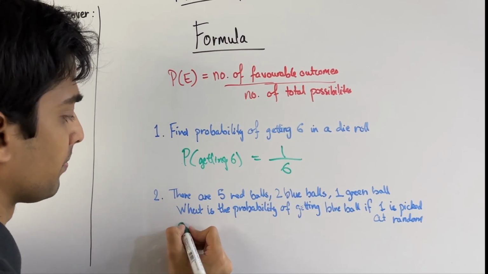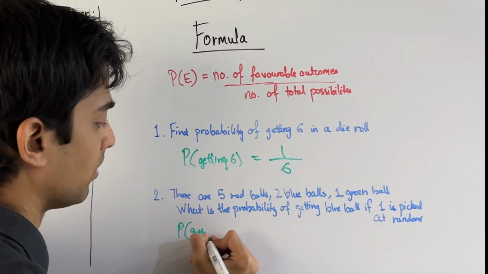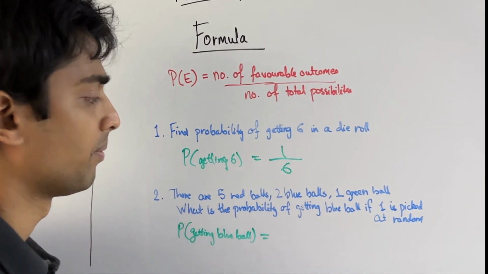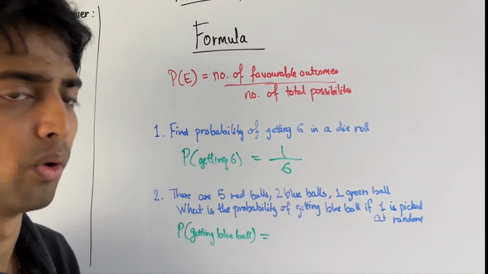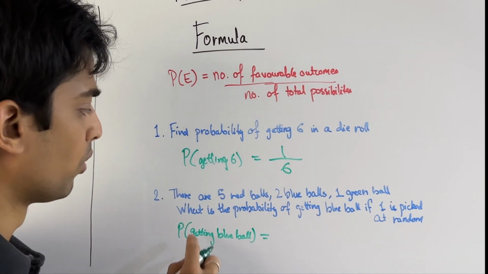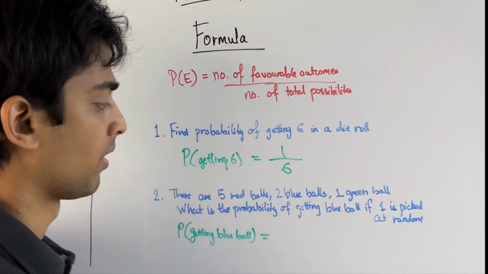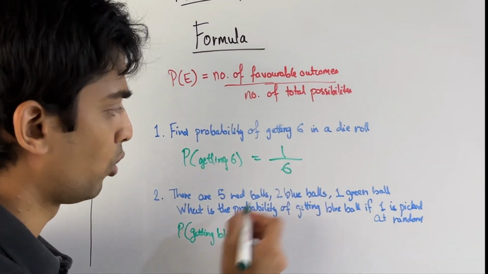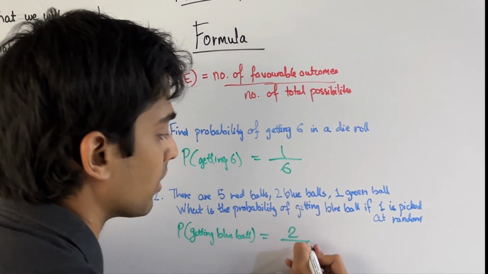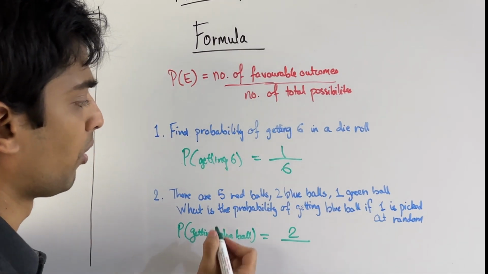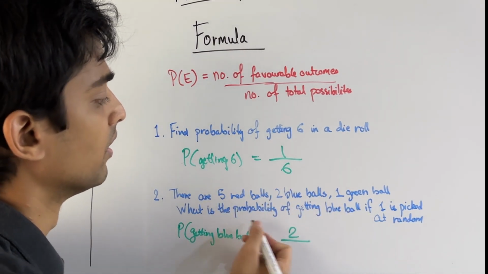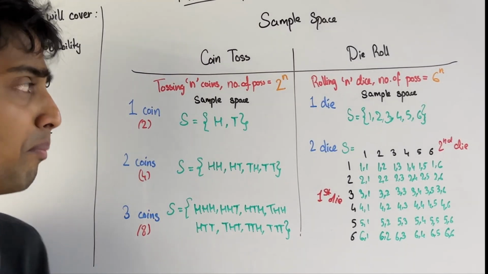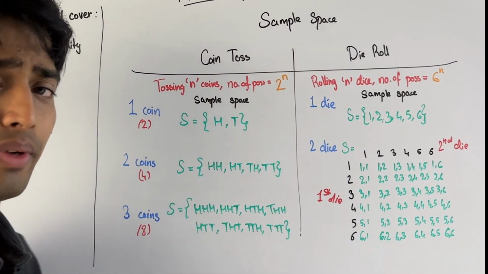For this, P of getting blue ball. So there are 5 red balls, 2 blue balls and 1 green ball. One is picked at random. You want to find what is the probability of getting blue ball. So P of getting blue ball is equal to number of favorable outcomes. So there are 2 blue balls. So 2 is the favorable outcomes and total possibilities are 5 plus 2 plus 1, 8. So 2 upon 8 which is 1 upon 4. Sample space, as you already know, sample space are the possibilities of an event.